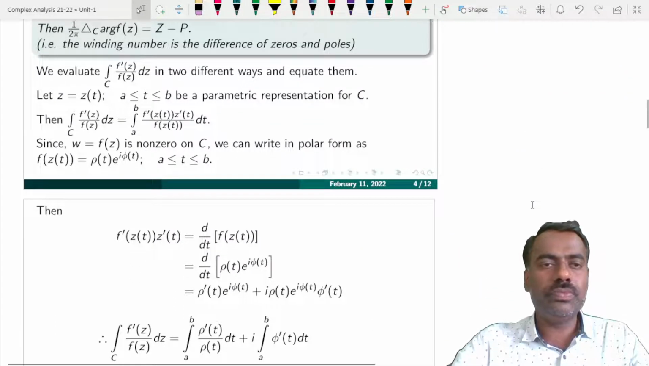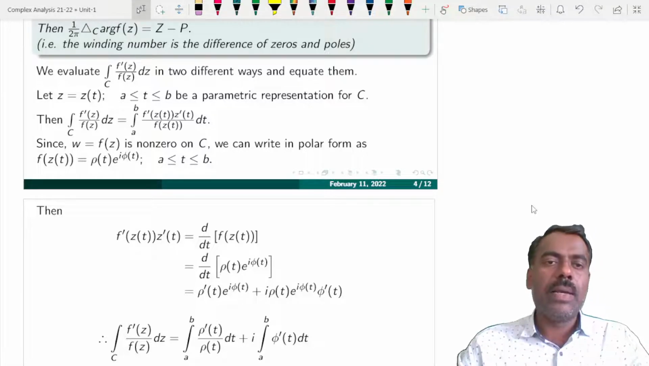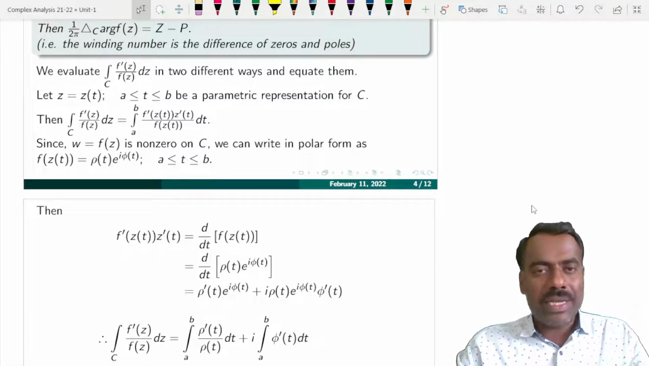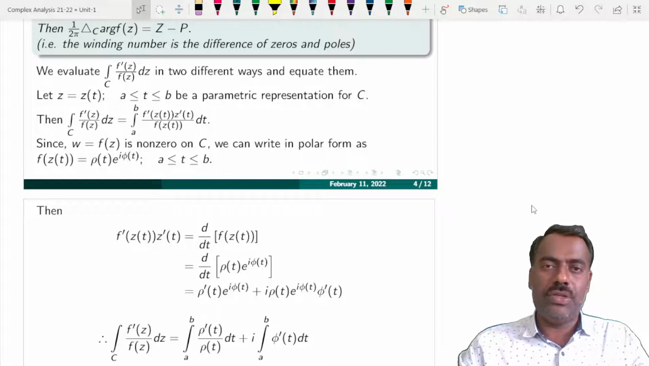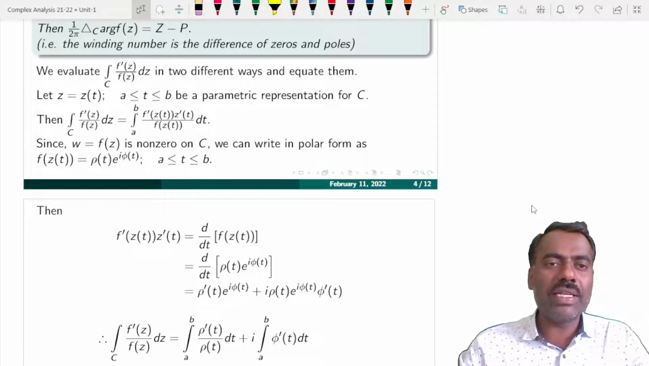We will evaluate this integration over C of f dash of z upon f of z in two different ways. One way is using parametrization, the other way is using Cauchy residue. Because f of z has poles, we can apply the Cauchy residue theorem to evaluate the integration, right?